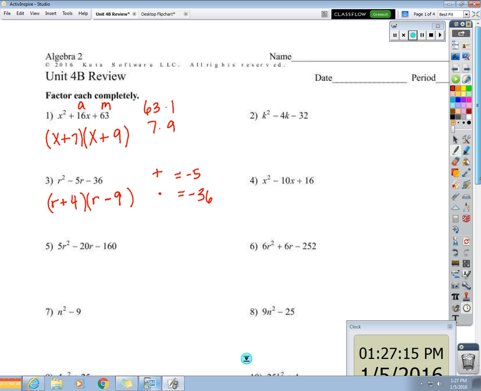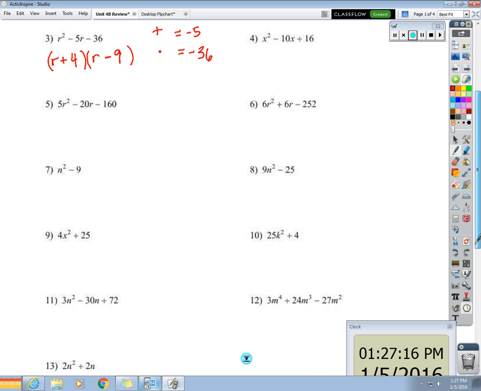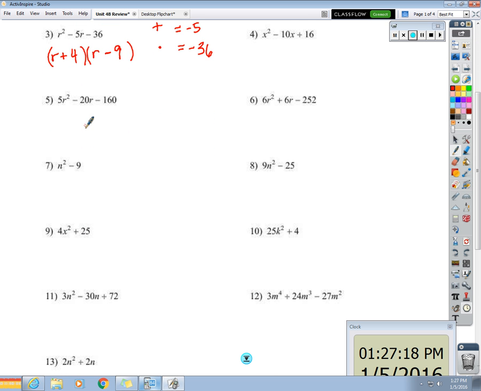Okay, number 5. What's different about number 5 than the first two problems we just did? Right, its leading coefficient is 5. We've only been dealing with leading coefficients of 1. Anytime your leading coefficient is greater than 1, what do you check for? Starts with a G, ends with an F. Greatest common factor, GCF. Okay?